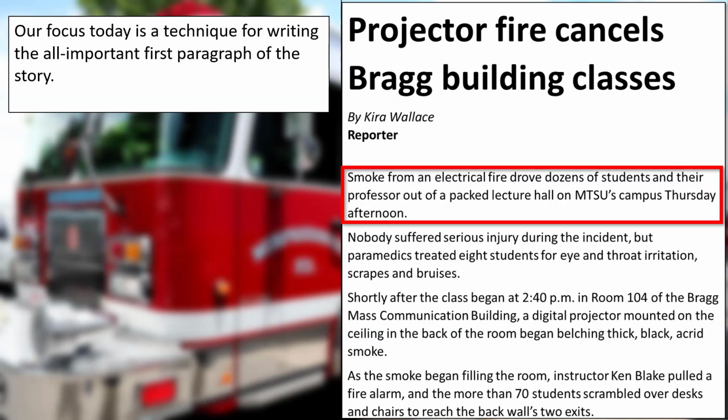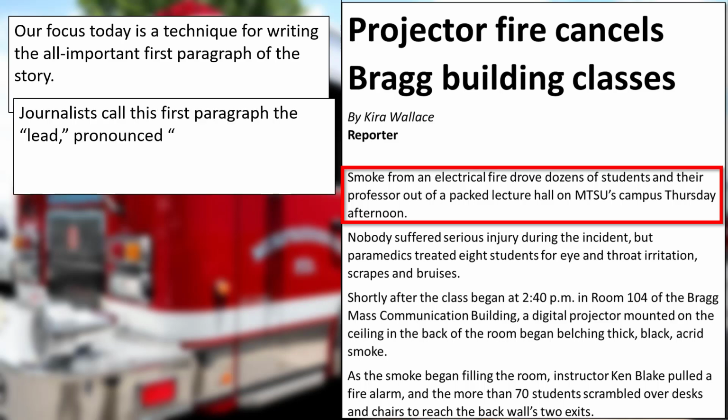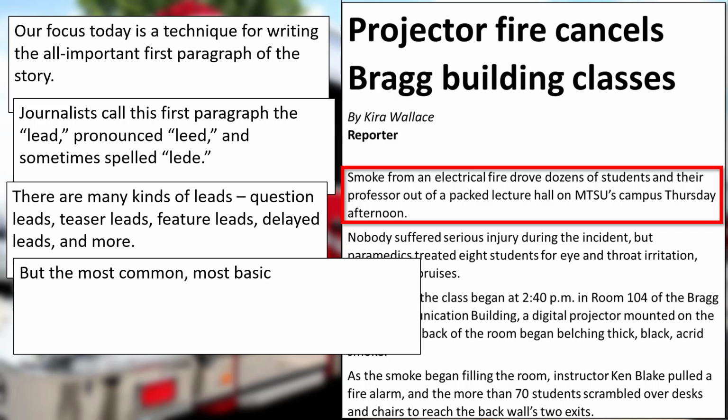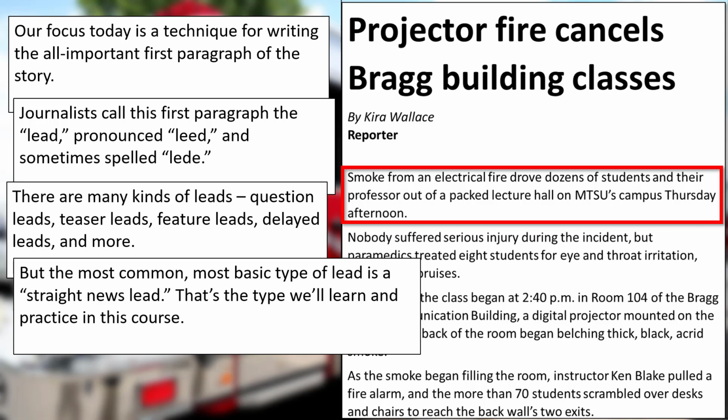So I want to focus today on these techniques for writing the all-important first paragraph of the story. Journalists call this first paragraph the lead, pronounced lead, and sometimes spelled L-E-D-E. There are many kinds of leads, question leads, and teaser leads, and feature leads, and delayed leads, and all sorts of things. You'll learn about those in your more advanced writing courses. In this class, we'll focus on the most common, most basic type of lead, the straight news lead.